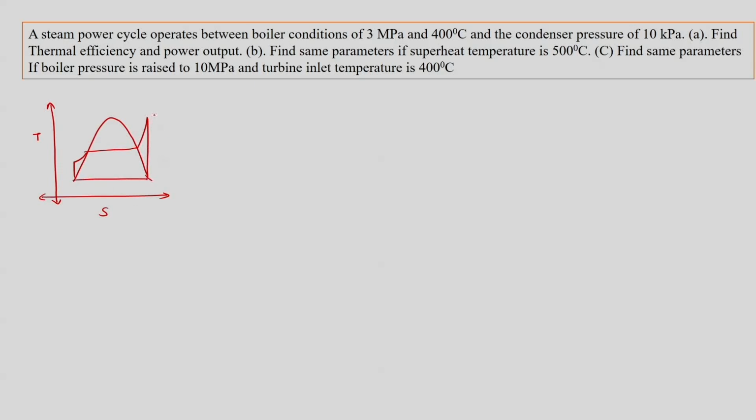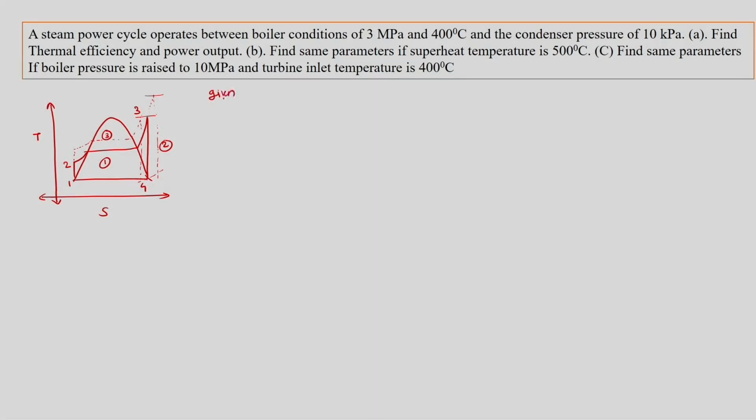So this is for the first part. In the second, we were told that the temperature is raised, so we have to find the new condition. In the third part, we are told that boiler pressure and boiler temperature both are increased. So these will be 3 conditions. This is 1, this is 2, and this is 3.